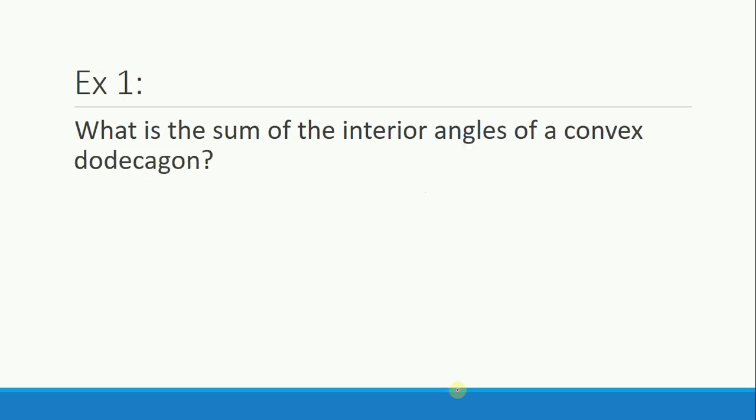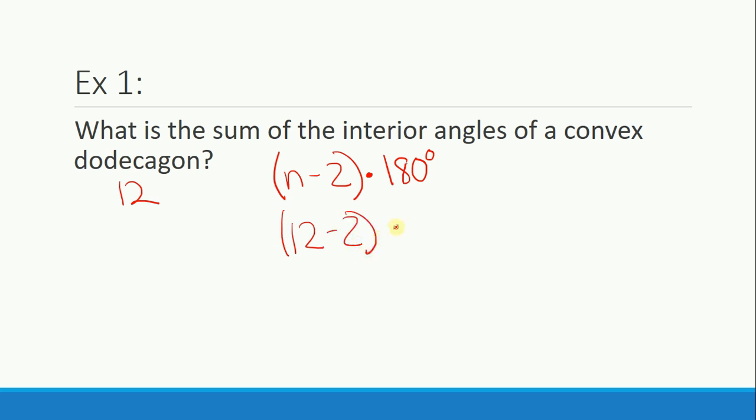Let's try a couple of examples. What is the sum of the interior angles of a convex dodecagon? So I need to use my formula. n minus 2 times 180 degrees. A dodecagon has 12 sides. So I'll go 12 minus 2 times 180. That's 10 times 180, which is 1,800 degrees.